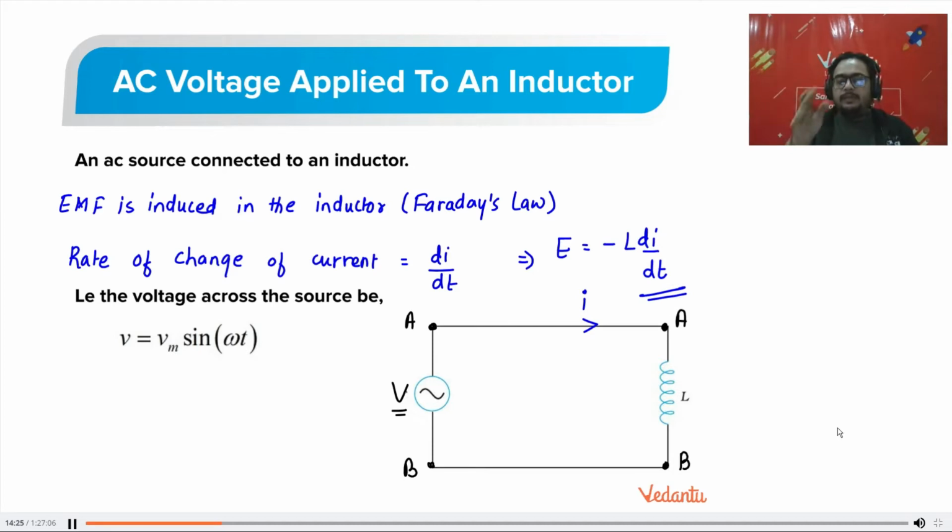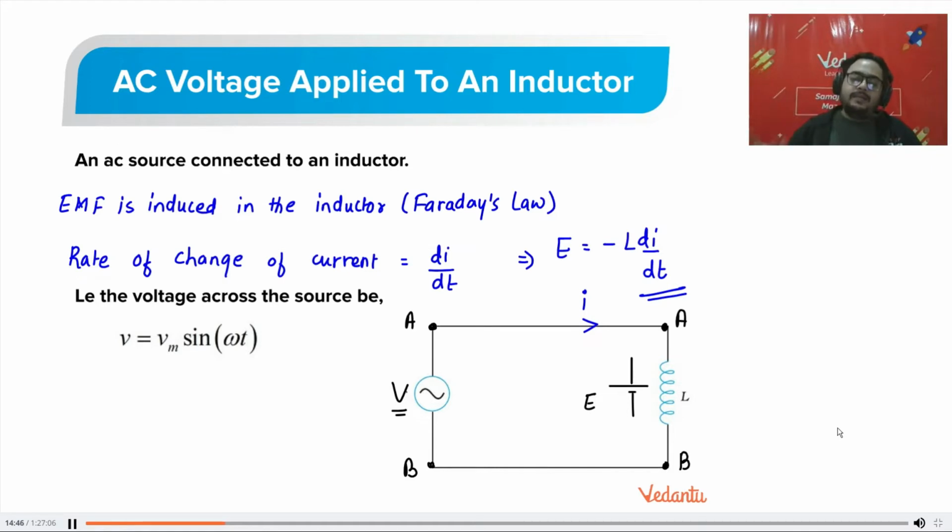Is it right or not? If I look at it from the right hand side, I can say VA minus VB will be equal to the battery. It will behave like EMF E. So from the left hand side, I can say VA minus VB is V, and from the right hand side, I can say VA minus VB is E.